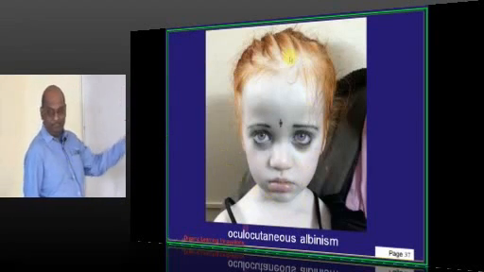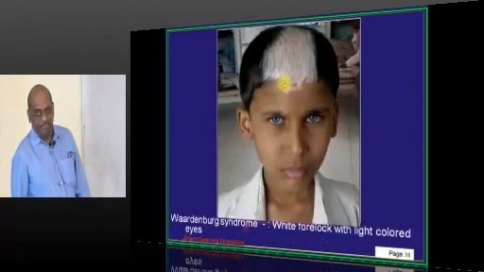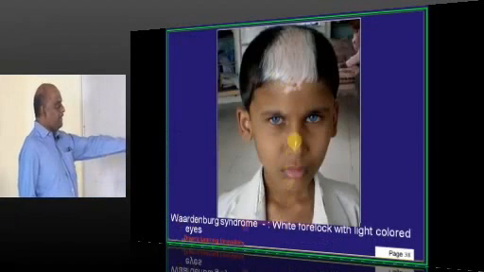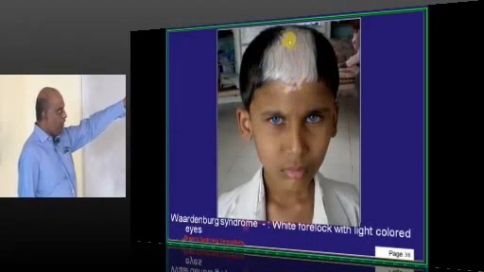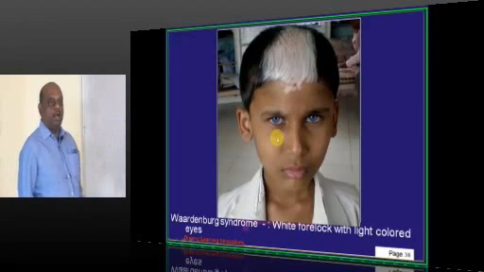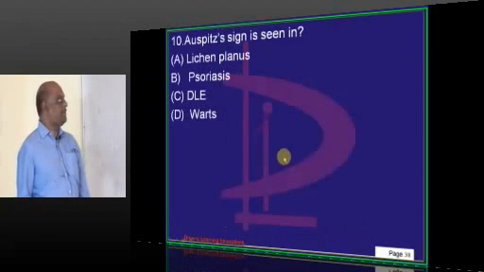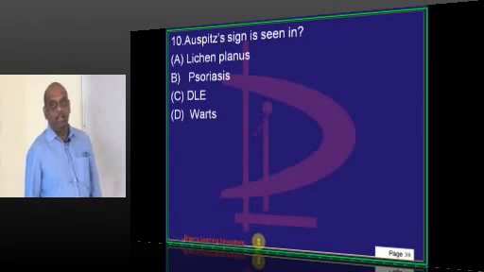Oculocutaneous albinism: the eyes are lighter, the skin is lighter. Waardenburg syndrome: you have a white forelock with light colored eyes. It's called Waardenburg syndrome, where you have hypomelanosis, is what you need to remember.